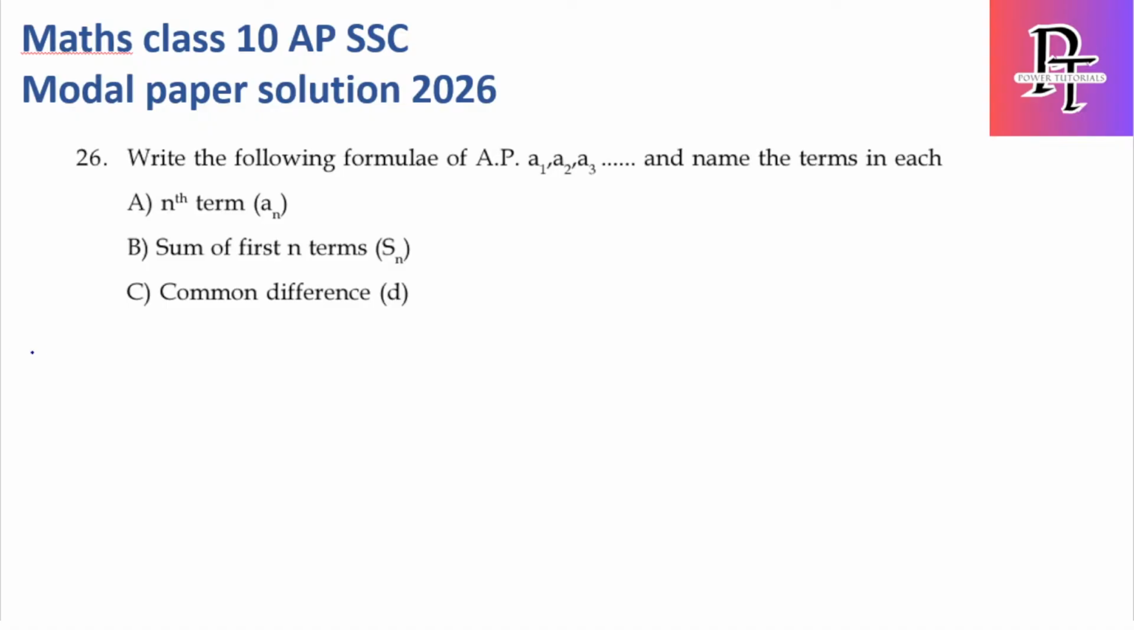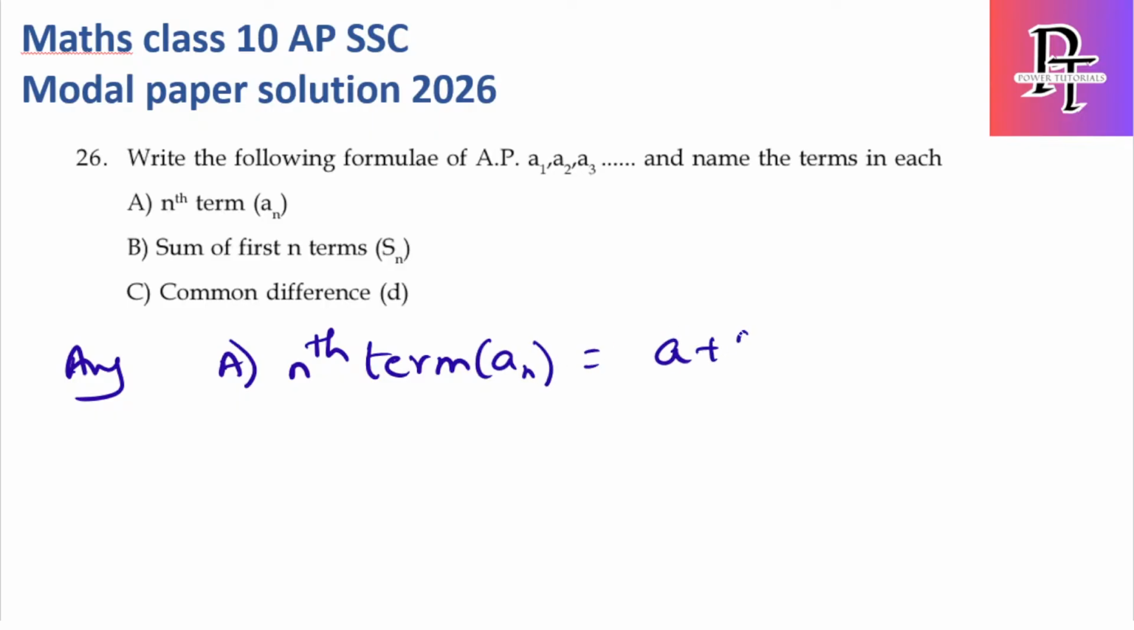Okay, let's move to the next one, 26th question. Write the following terms of AP and name the terms in each. You have to write the formulas and also you have to mention what are the terms used. Okay, so nth term, an or tn, formula is a plus n minus 1 into d. First I will do one thing. Instead of writing the formula, first I will write the terms which are used for these three equations, then all three I can write directly.